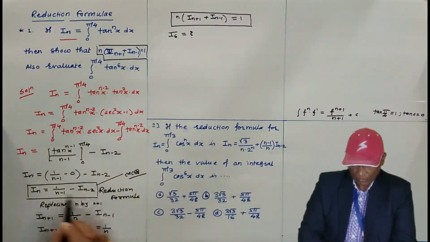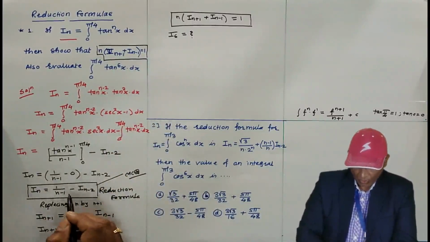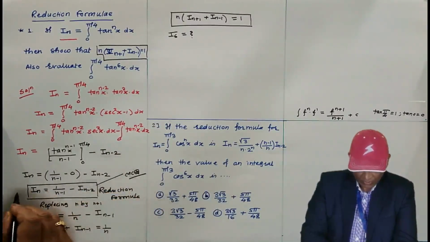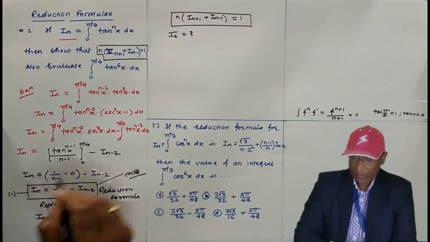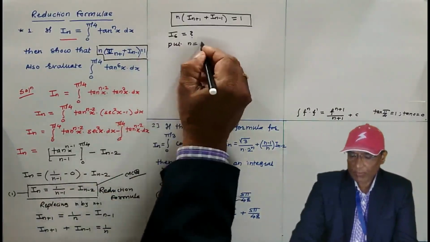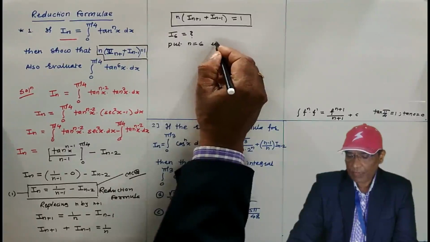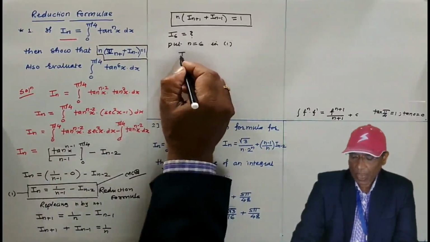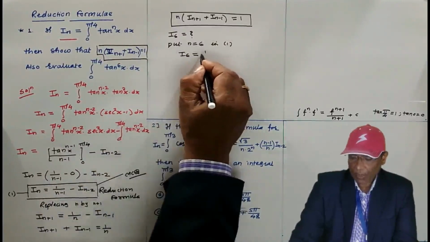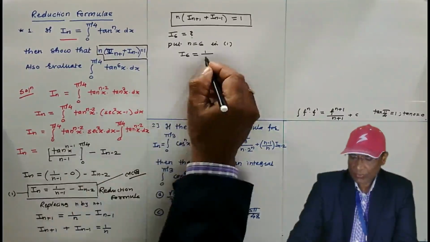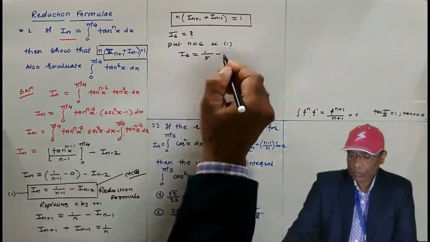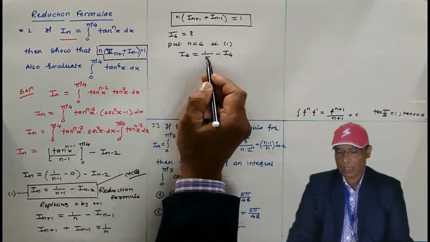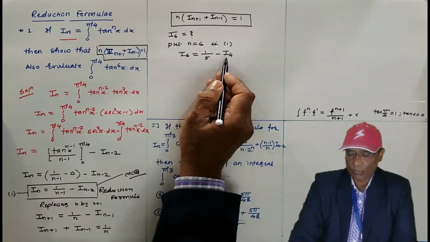I6, I4, I3, I5, I7, means in short, In you can find out from this formula. Now what I am going to do, this is our equation 1, I am calling this equation 1 and put n is equal to 6 in equation 1. This equation 1 becomes I6 equals 1 by 6 minus 1 is 5, 6 minus 2 is 4, means I6 equals 1 by 5 minus I4.